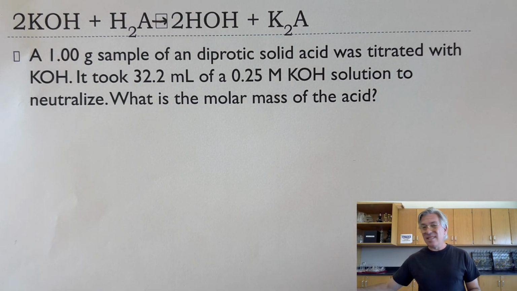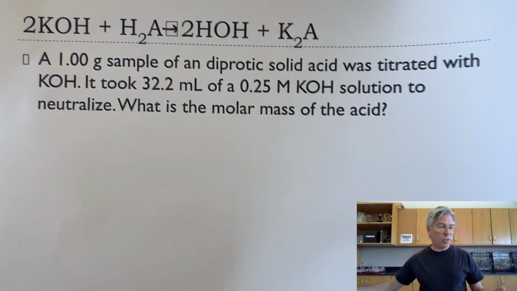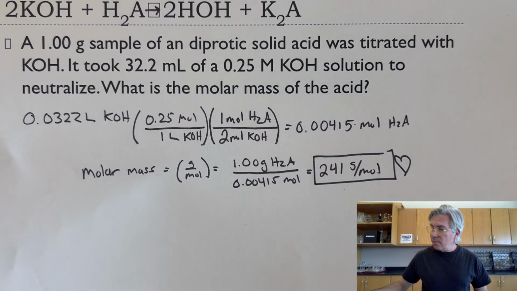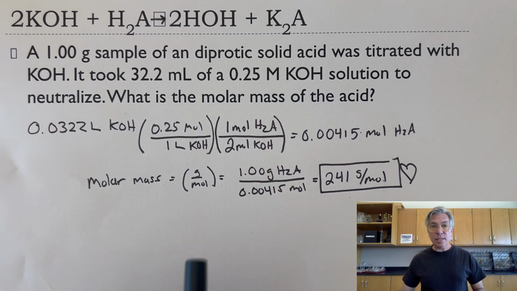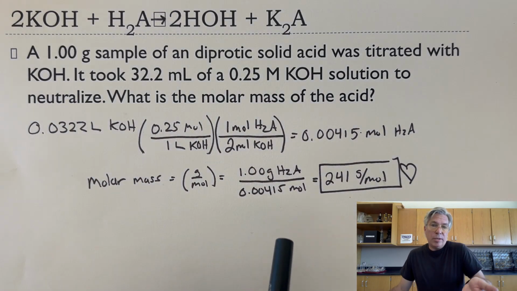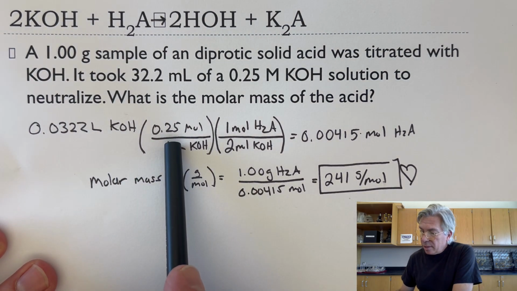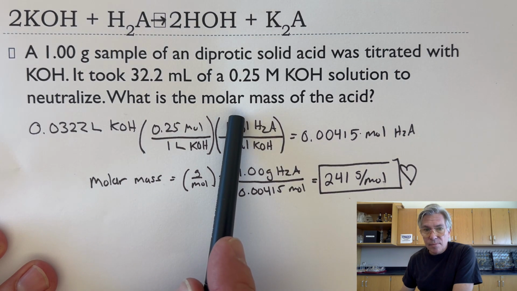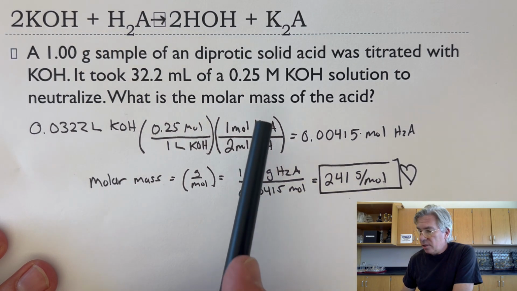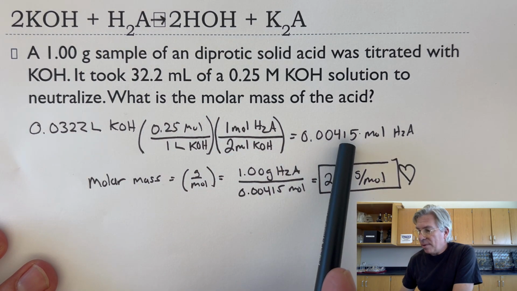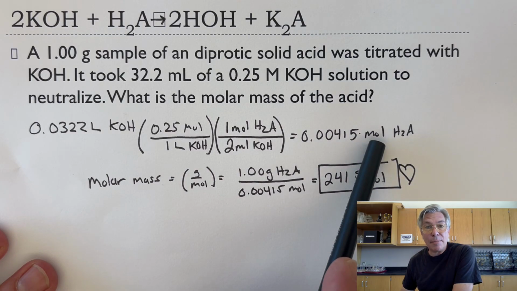Now this one is slightly different at the end, and I just want to show it to you without doing a pause the video unless you really want to. It's similar to finding molarity in that 3rd step, but it's a molar mass. We want to know what's the molar mass of my unknown. Liters of KOH times moles per liter, and then it's a 2-to-1 ratio, 1/2, 2 KOHs for that, and I get 0.00415 moles of H2A that are in my sample.